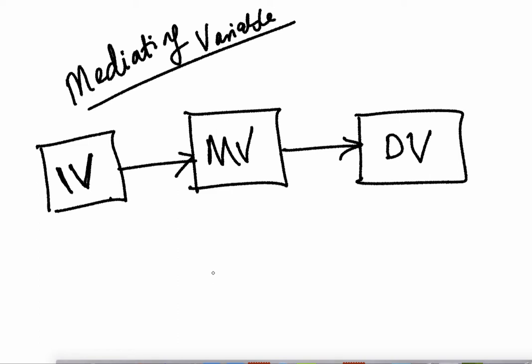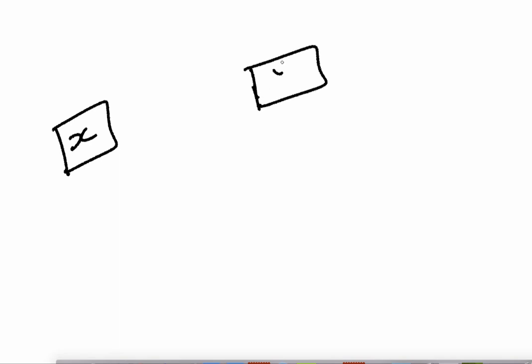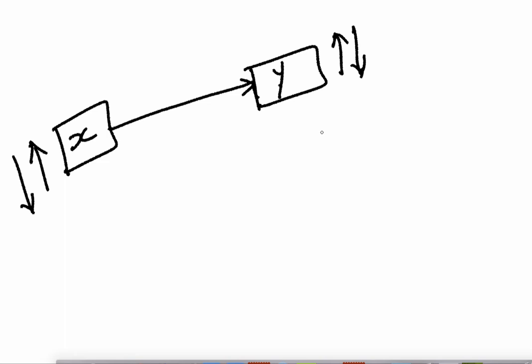Let's go back here. Assume that this is X, this is Y. We say that Y depends on X to exist. We say once you increase X, Y is going to increase. If you decrease X, Y is going to decrease. So this one is all direct relationship.